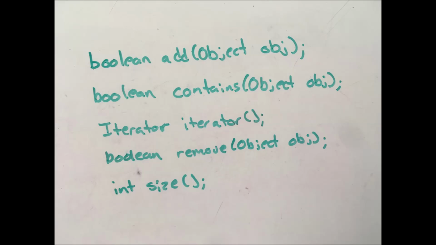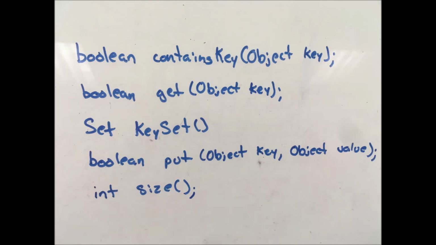Boolean remove removes the specified element from the set if it is present. Returns true if it contains the specified element. Int size returns the number of elements in the set. These are methods in the hash map class.